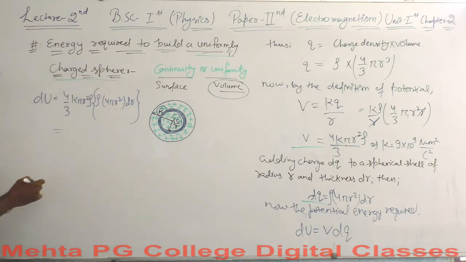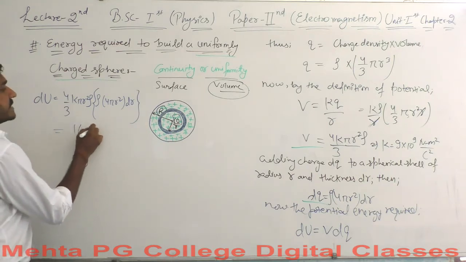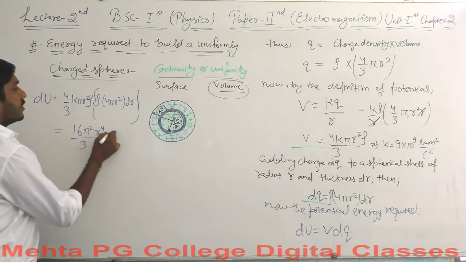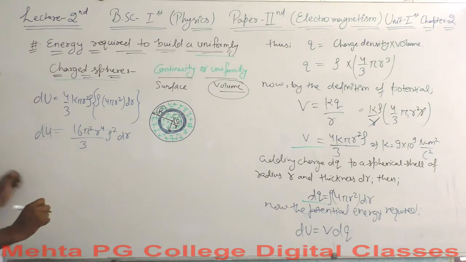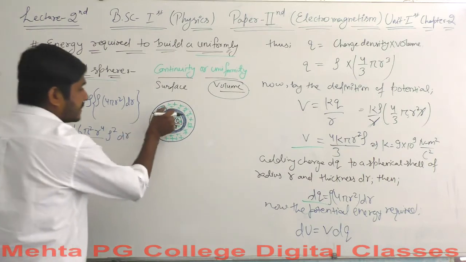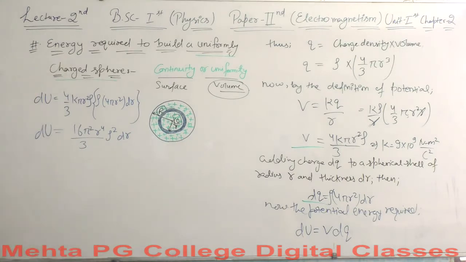Okay, so what should this value be equal to? This is equal to 16π² r⁴ over 3 ρ² dr. This is the value of dU, I mean the potential energy required to build this shell only. This is the inner shell, and for this shell only this is dU.